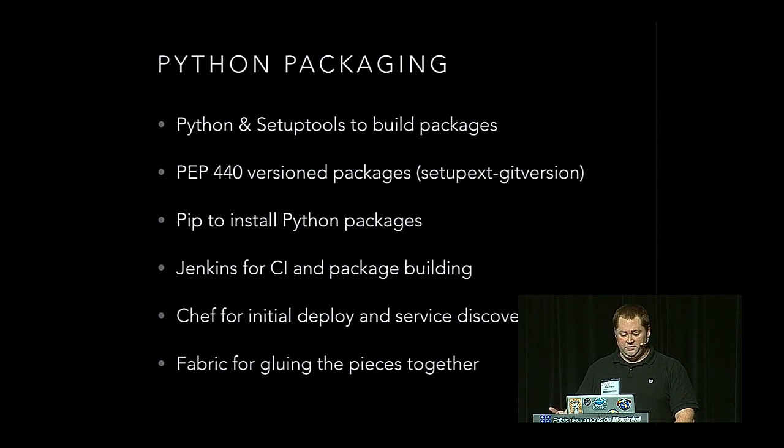Pip itself is used to install the Python packages, believe it or not. Jenkins is used for continuous integration and actually building those packages. Chef is used for initial deployment and service discovery. So we find out which nodes get which package based on Chef searches. And Fabric was pretty much the magic sauce gluing this all together. So let's get into how this works.